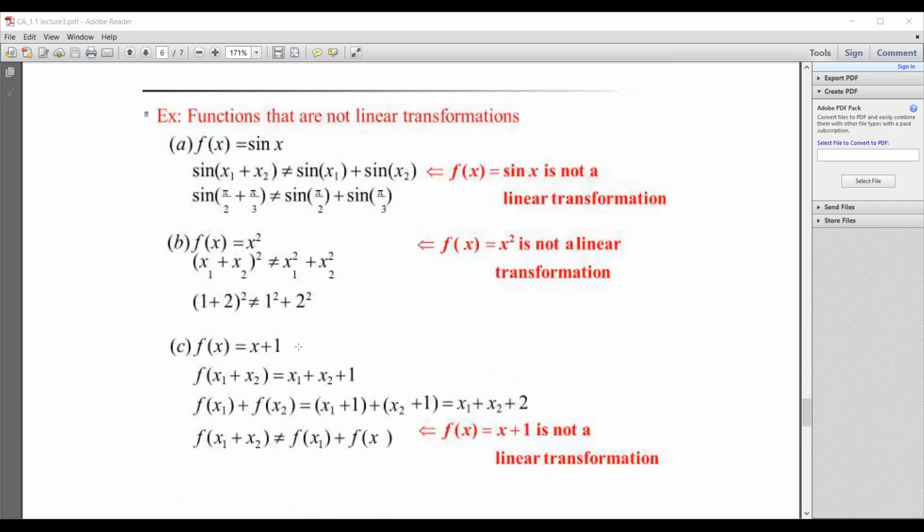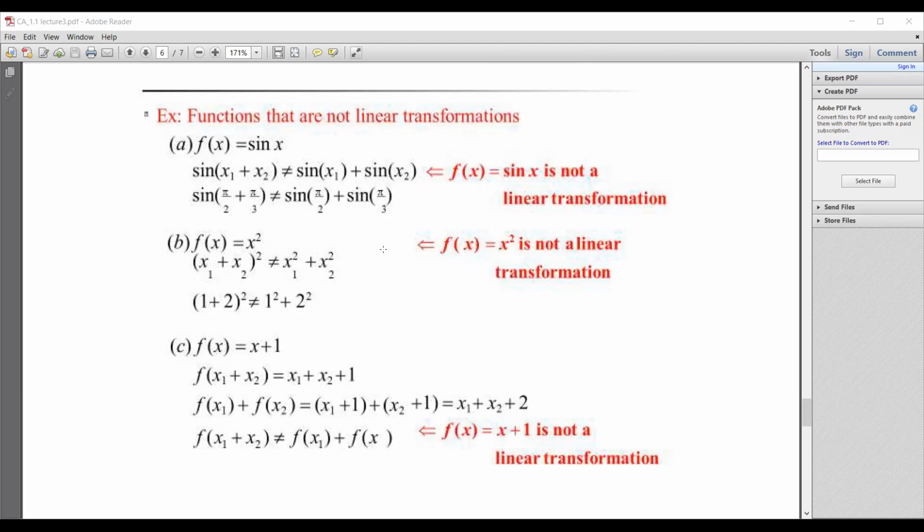Now we consider some other functions. Suppose f of x equal to sine of x. Now it is very well known to us that sine of x1 plus x2 is not equal to sine of x1 plus sine of x2. Some example I have also given here for your reference, like sine of pi by 2 plus pi by 3 is not equal to sine of pi by 2 plus sine of pi by 3. So clearly in this case f of x equal to sine x is not a linear transformation, since it doesn't satisfy the conditions. The first condition is not satisfied.